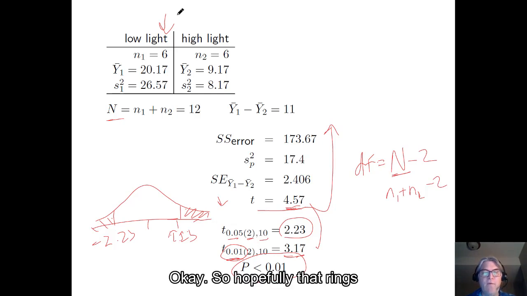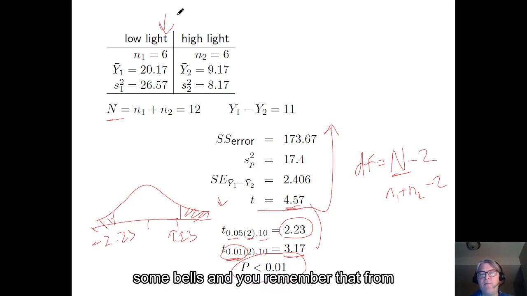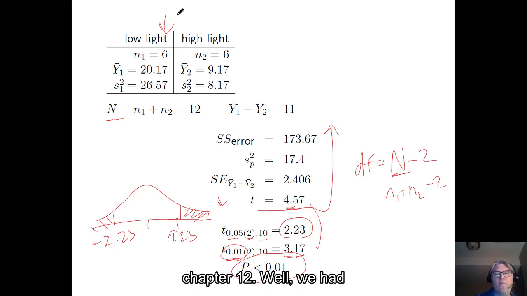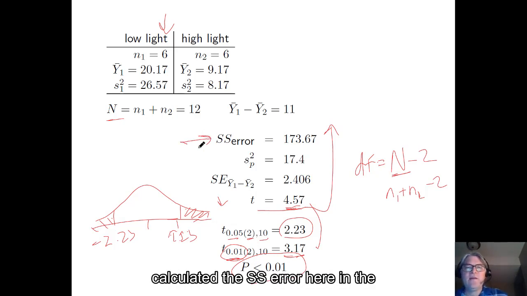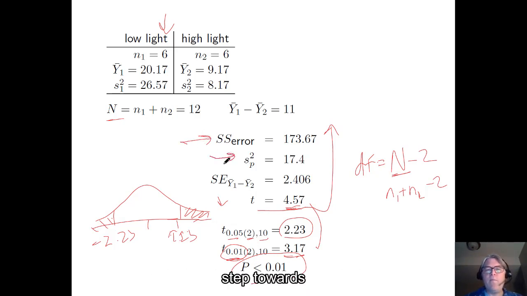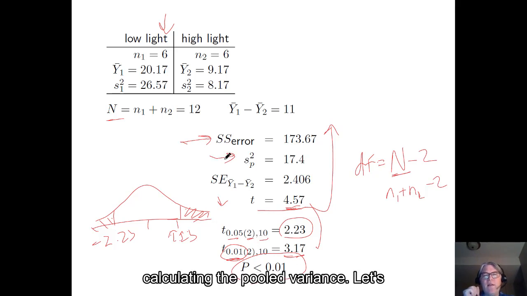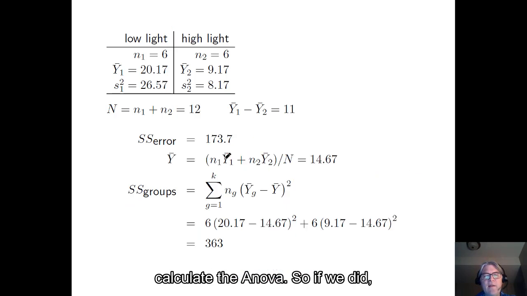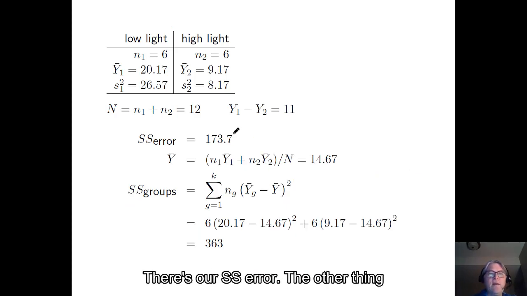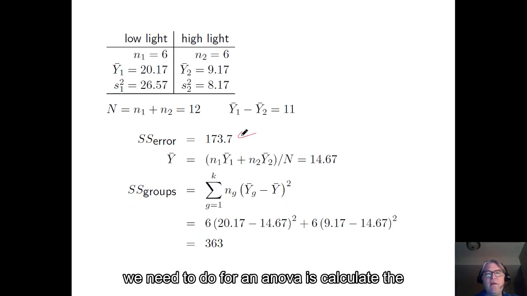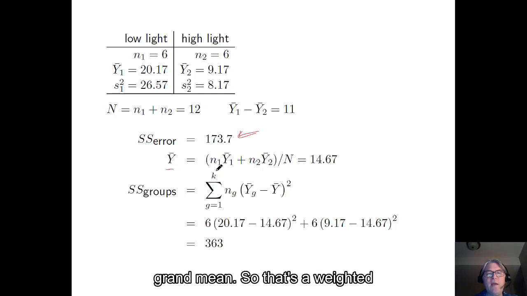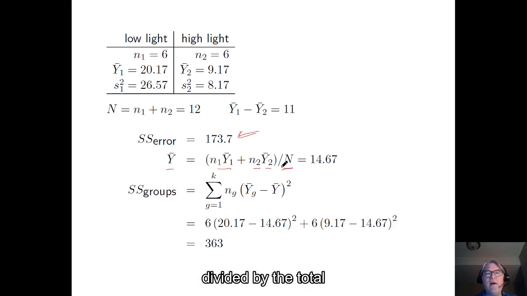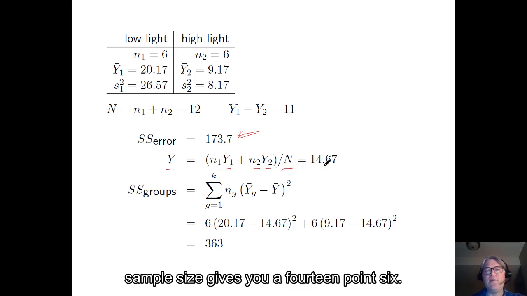Okay, so hopefully that rings some bells and you remember that from chapter 12. Well, we had calculated this SS error here in the step towards calculating the pooled variance. Let's follow up on using the SS error and let's go ahead and calculate the ANOVA. So if we did, there's our SS error. The other thing we need to do for an ANOVA is calculate the grand mean. So that's a weighted average, N1 times the mean of group 1, N2 times the mean of group 2, divided by the total sample size.